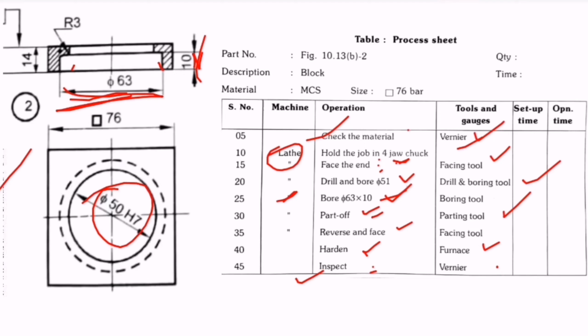To prepare a process sheet, we need to understand what the object looks like. If the object has some holes, it means we need to prepare some holes.